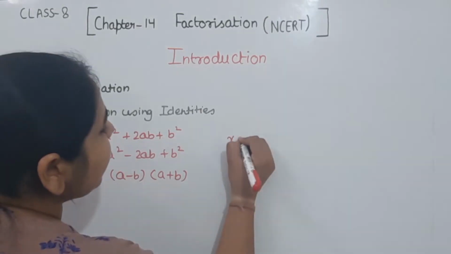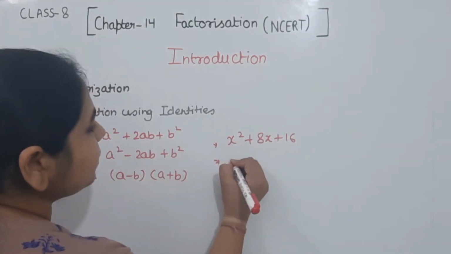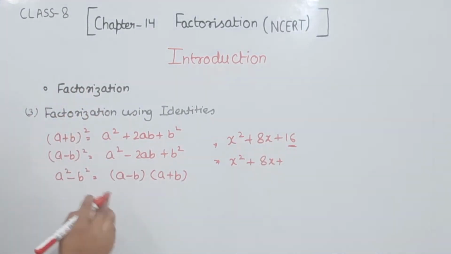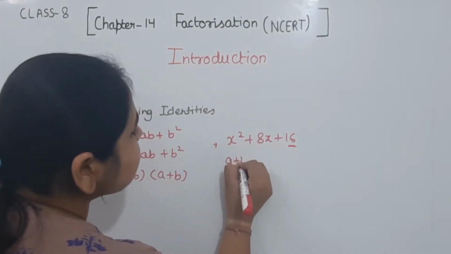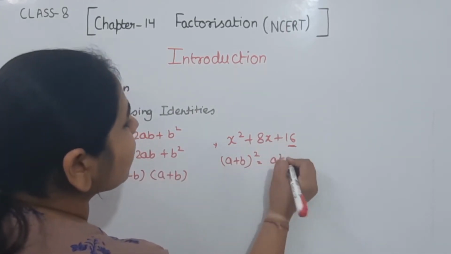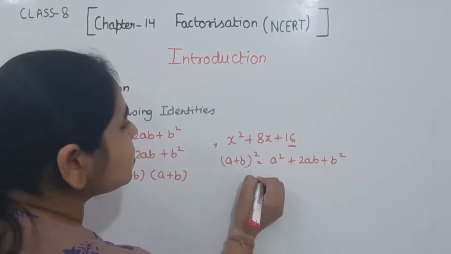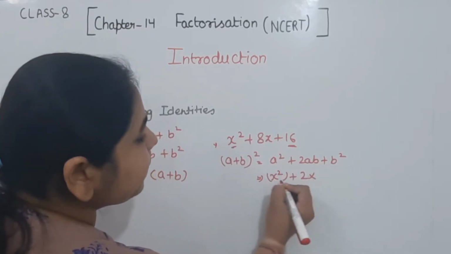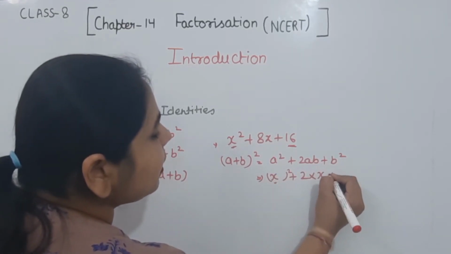I'm going to take the example x square plus 8x plus 16. Now I'm going to write this. This is x square plus 8x. I'm going to use the identity here, (a plus b) square, which is a square plus 2ab plus b square. So I am going to write this as x square plus 2 multiplied by a, where a is x.